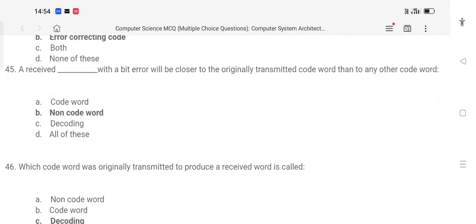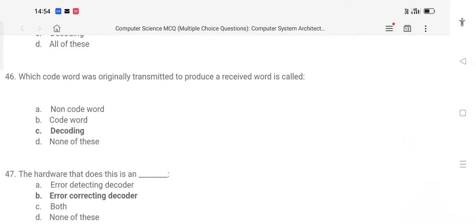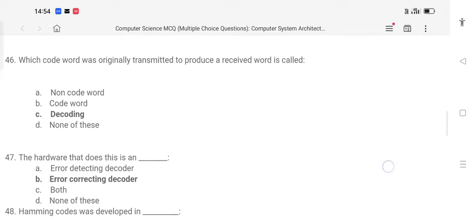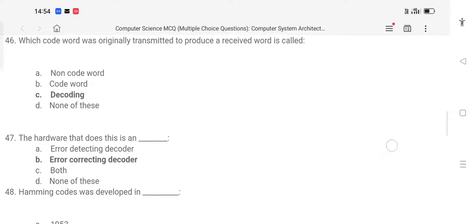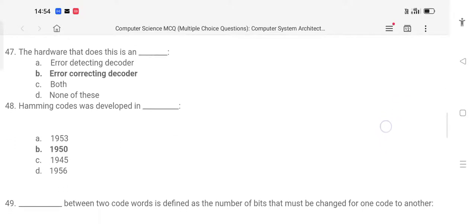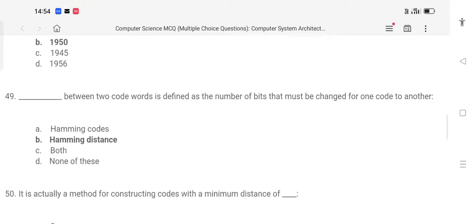A received word with a bit error will be closer to the originally transmitted code word than to any other code word, non-code word. Determining which code word was originally transmitted to produce a received word is called decoding. The hardware that does this is an error correcting decoder. Hamming code was developed in 1950.